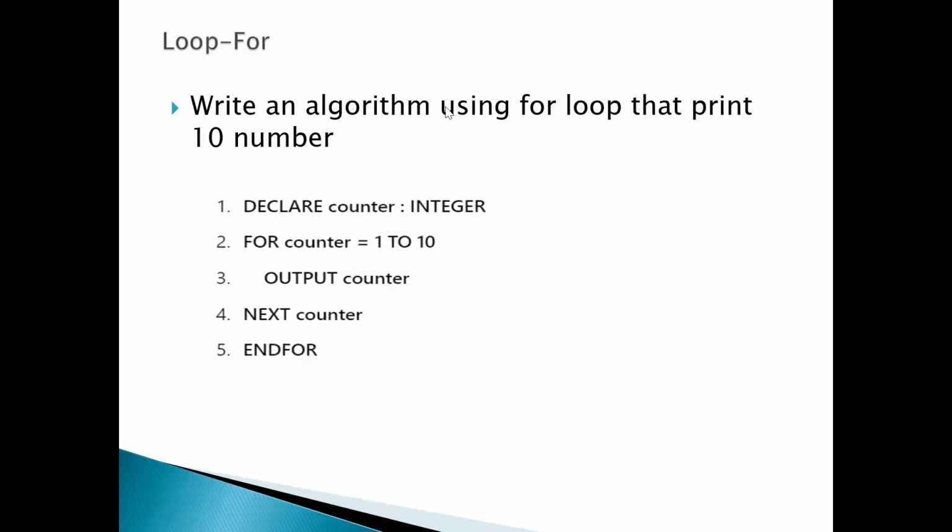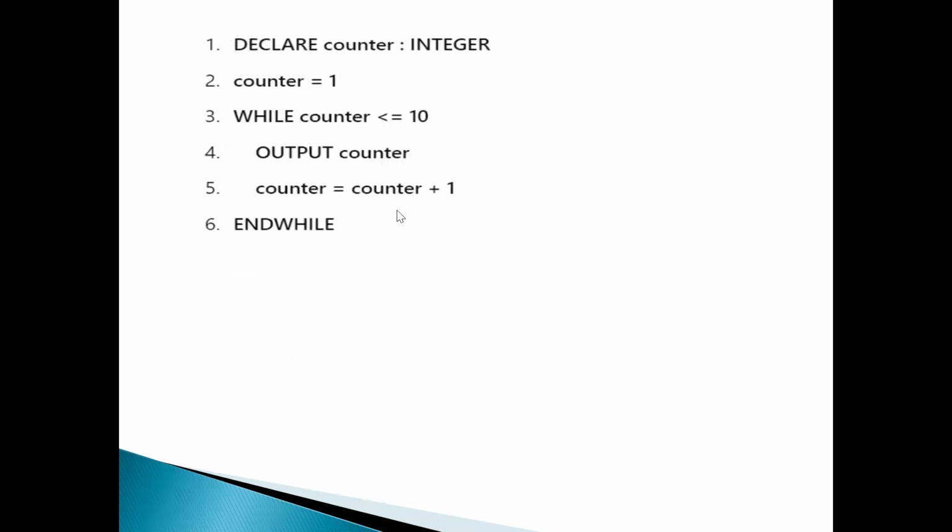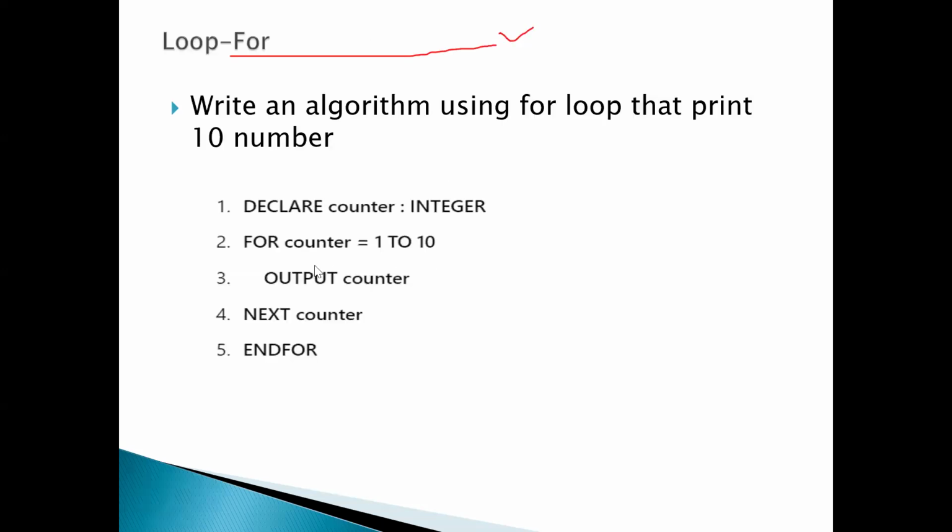Okay, as I discussed, the first loop is the for loop. This requirement you can make using a for loop, as I already discussed. Now the same requirement can be made using a while loop. See here, this line is the same as the for loop. But in the for loop, we write like this: for counter equal 1 to 10. The initial value and the checking of condition are in the same line.